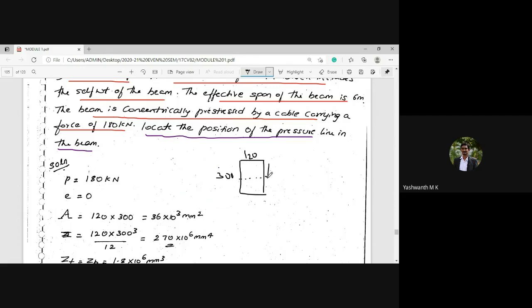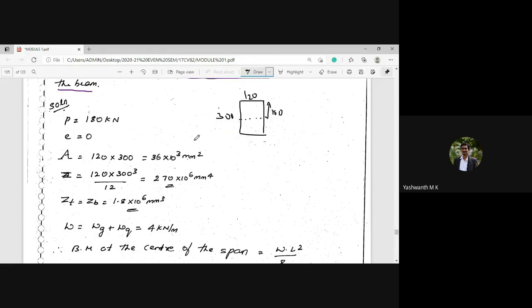This will be the y top and y bottom distance, that is 150, because it is symmetric. So now 120 into 300 is 36 × 10^3 mm². Next, moment of inertia. Since it is a rectangular section, BD³/12 is the formula: 120 into 300³ by 12, which is equal to 270 × 10^6 mm⁴.